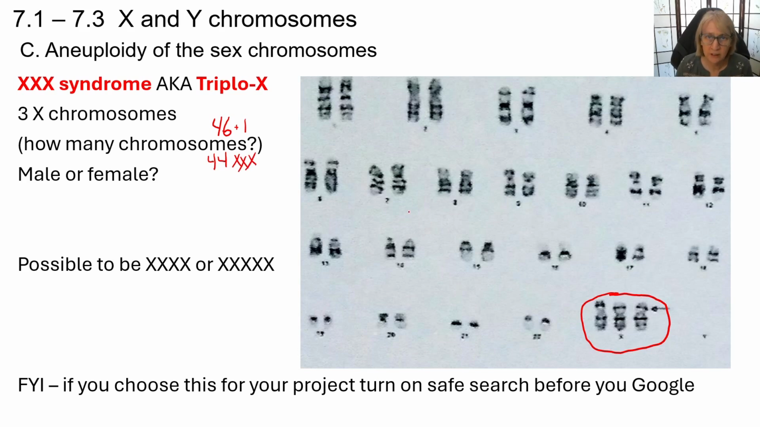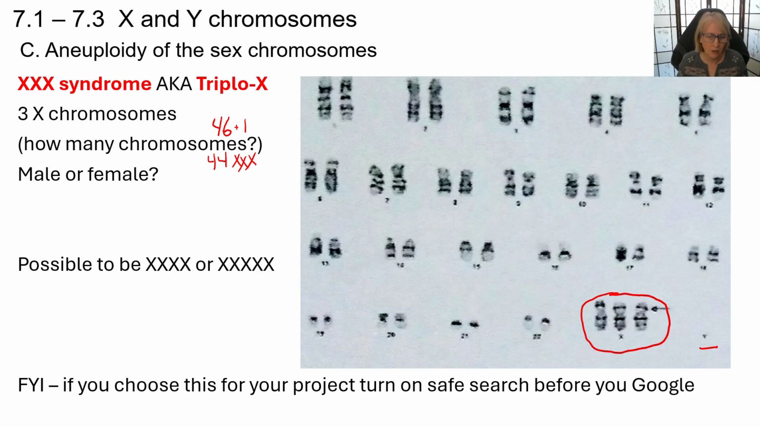Does this person, do you think, develop as male or female? This person develops as female. There's no Y. So probably female. It is possible to be XXXX or XXXXXX. There is a reason you can have extra chromosomes here and not fail to develop. There are recognizable developmental symptoms from being triple X, but considering this is a lot of extra genetic material, it's not what you think.